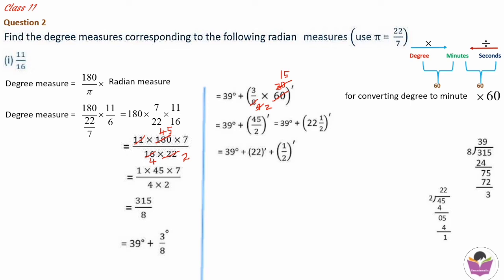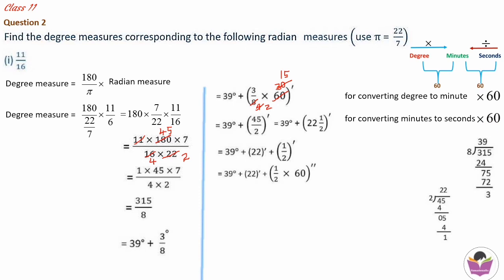Now this is again a smaller quantity. This 1 by 2 minutes we have to convert again to the smaller unit. That means the unit next to minutes is seconds. So we have to convert minutes to seconds. Minutes to seconds means bigger to smaller. Bigger to smaller means again multiplication with 60. That is, multiply with 60.